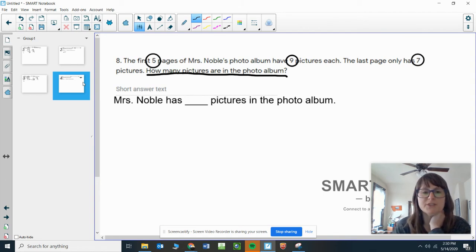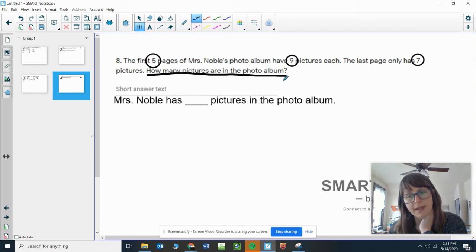The first 5 pages of Mrs. Noble's photo album have 9 pictures each. The last page only has 7 pictures. How many pictures are in the photo album? Once again, you can see that I've circled the 5, the 9, and the 7, and underlined the question, how many pictures are in the album?